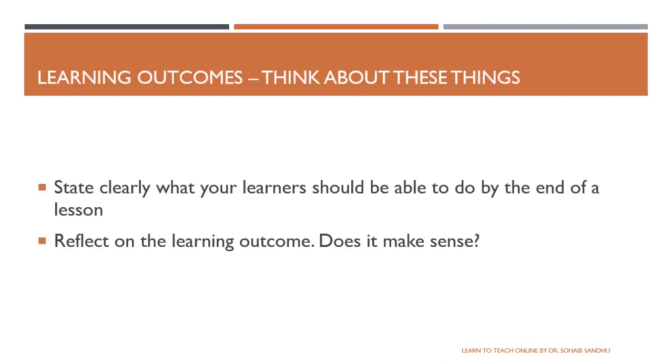So let's go over some things to make sure that you've understood fully what a learning outcome is. So firstly, state clearly what your learners should be able to do by the end of a period of time, for example, at the end of a lesson, at the end of a course, but it needs to be very clear what learners should be able to do. So have a look at the learning outcome that you've written, reflect on it. Does it make sense?